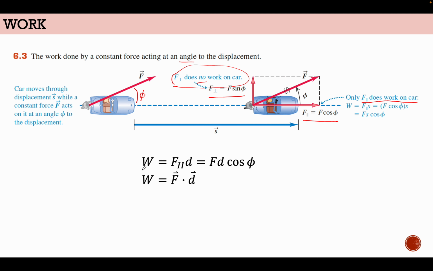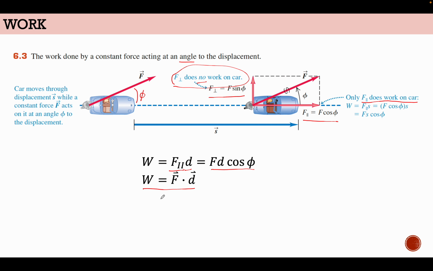So that's why for our equation for work, work is equal to the parallel force times the displacement. If we substitute the value of the parallel force, which is equal to F times the cosine of the angle phi, work is now equal to force times the displacement times the cosine of the angle phi. Or in terms of the dot product, work is equal to the dot product between the force and the displacement.